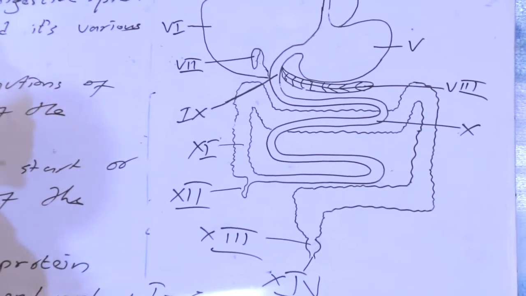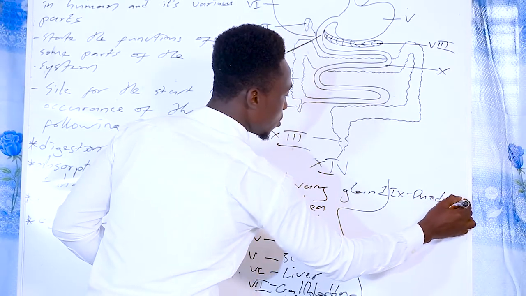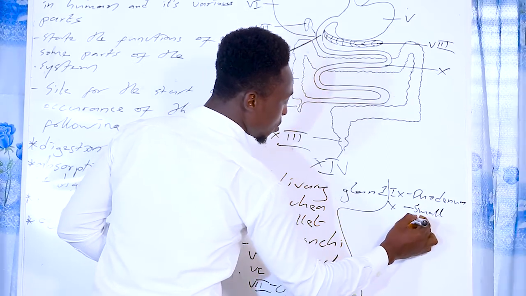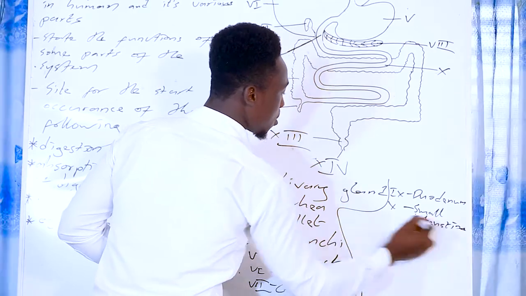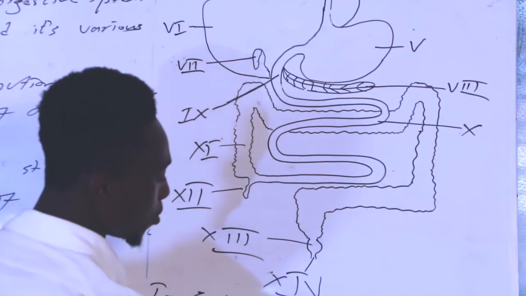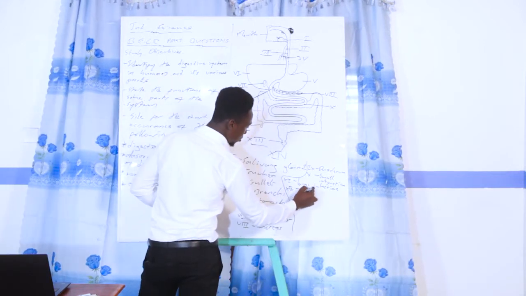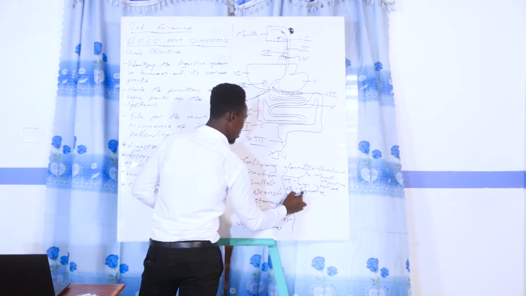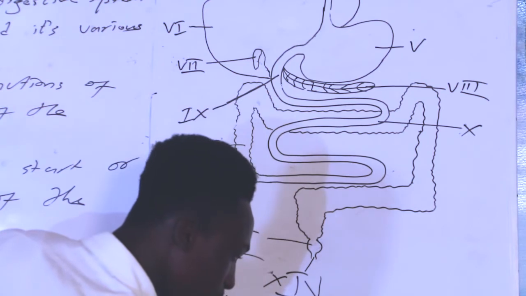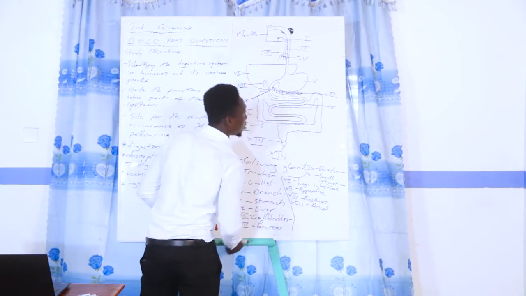Then the next one as IX. So IX as duodenum. The duodenum, then X, of course, comes next. Then X as small intestine. Then XI as the large intestine. The large intestine, then XII as appendix. Then XIII as rectum. Then the last part, XIV as the anus.